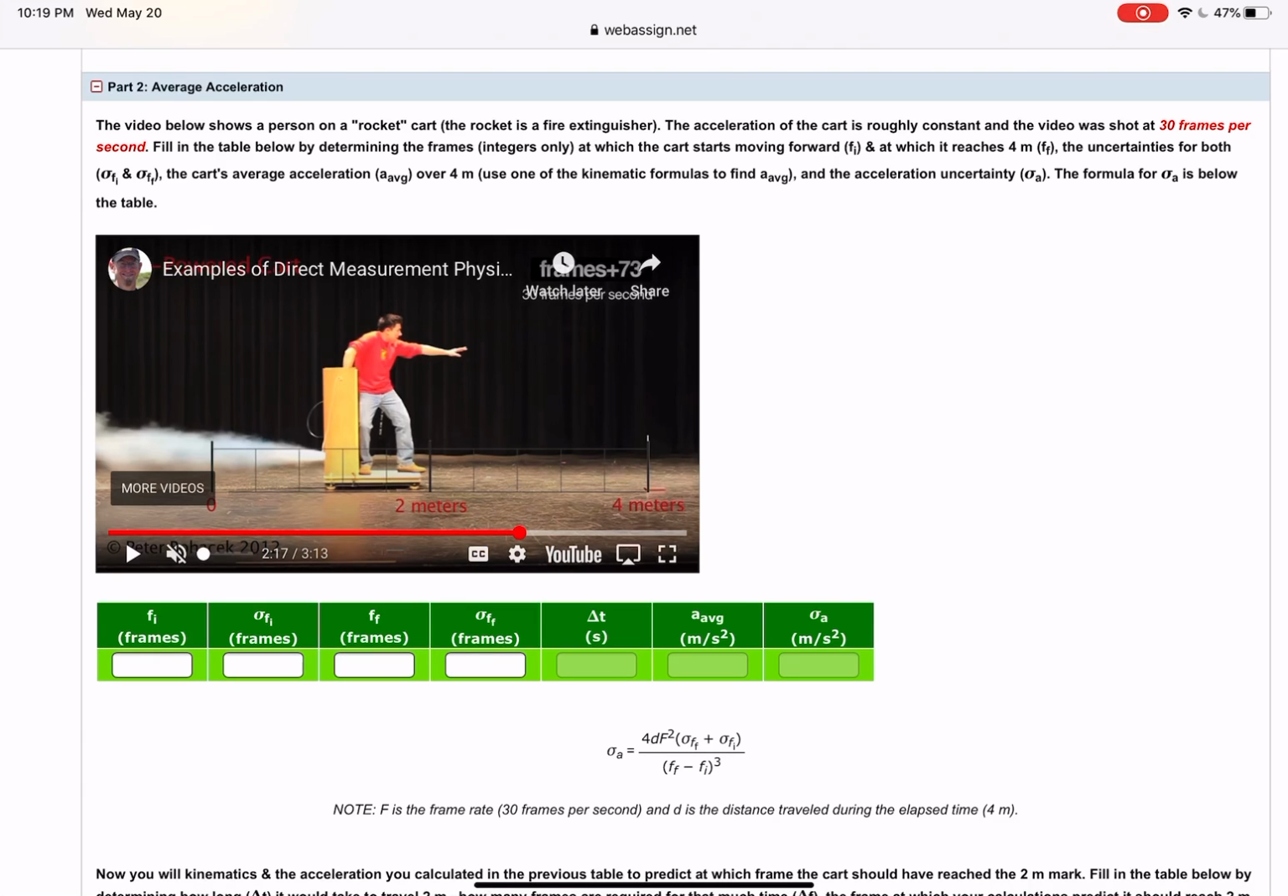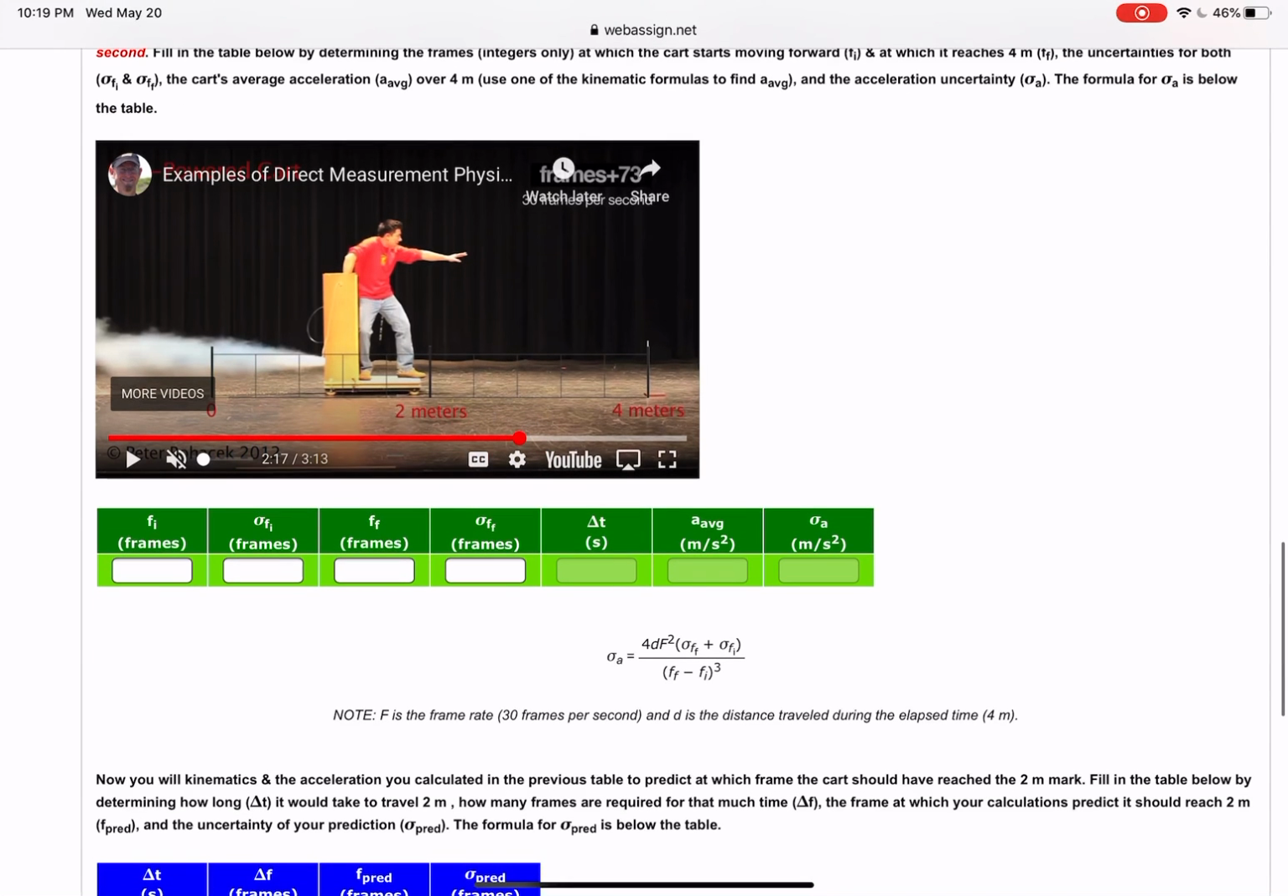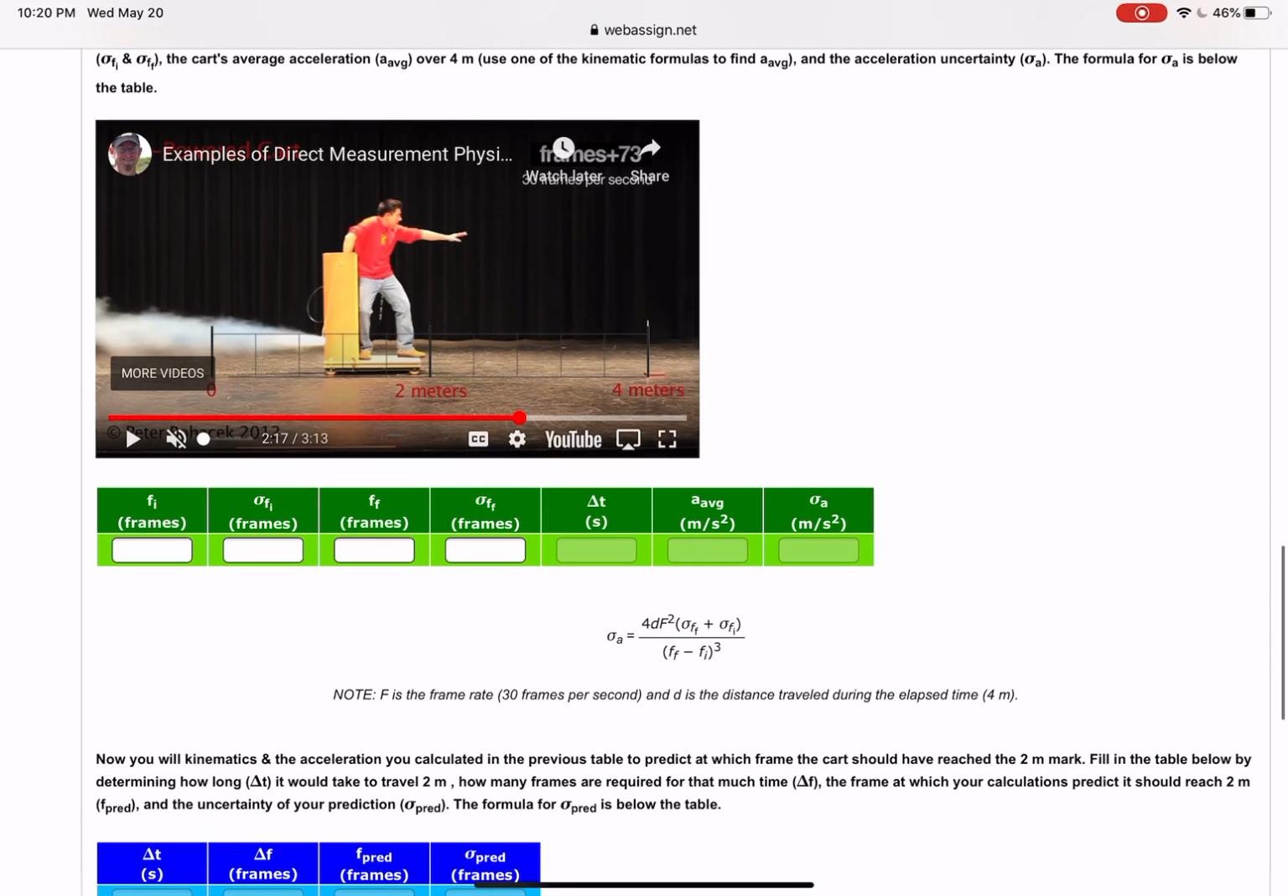You know the distance, it's going to be 4 meters. You'll know the initial velocity, and you know the elapsed time. You will have calculated the elapsed time by that point. So you can get the average acceleration and then use the formula below the table to calculate the uncertainty of your acceleration.